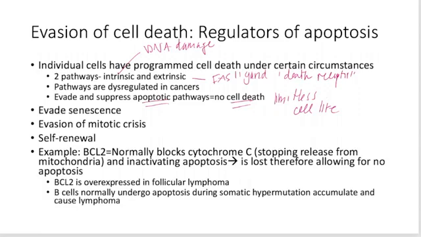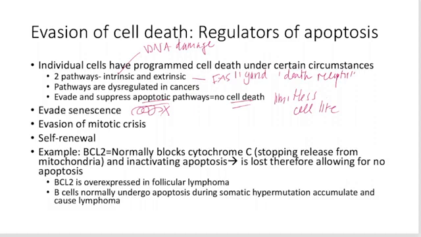Another way is that it evades senescence. Remember we said that those old cells will be taken away. The cell takes care of itself, doesn't divide again, and leaves the cell cycle permanently. That is what cell senescence is. With cancer cells, they lose those cell cycle checkpoints, which allows the cancer cell to bypass cell senescence so that it will keep turning over. It basically does not get turned off.